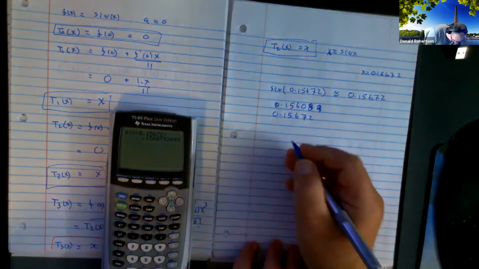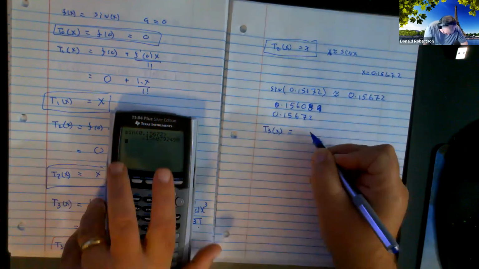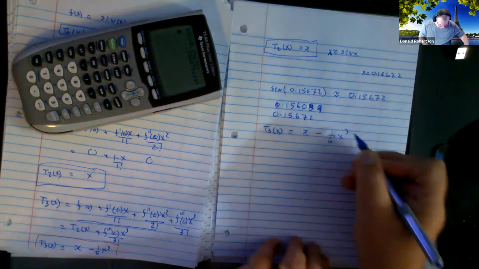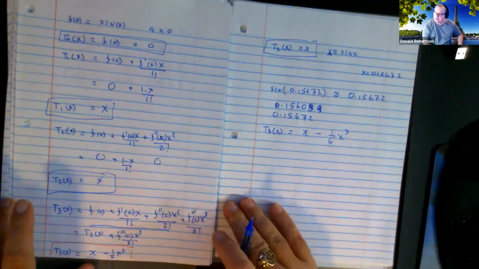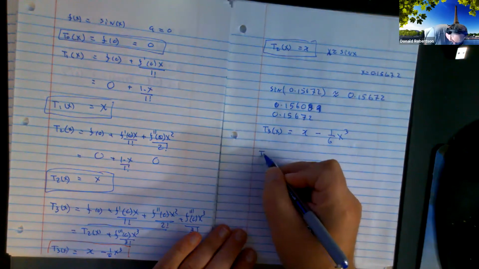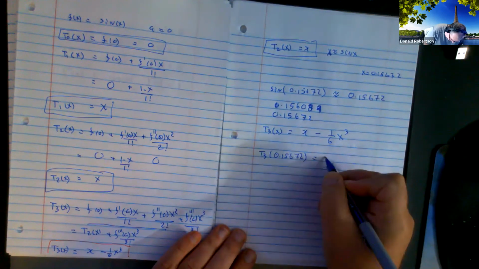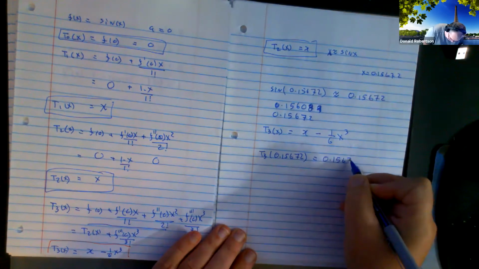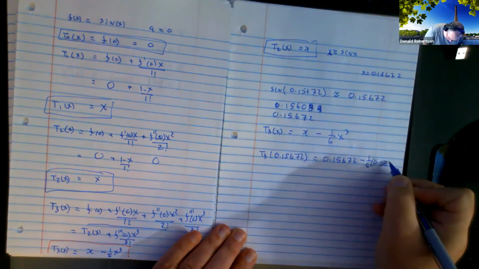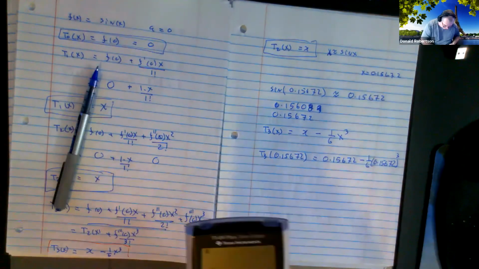Well, let's try T3 of x. T3 of x is x take away 1/6 x cubed. So shouldn't that be a little bit better, right? A little bit more accurate. So let's find what the approximate value is. It's going to be 0.15672 take away 1/6 of 0.15672 cubed. Okay, that one was good to 3.